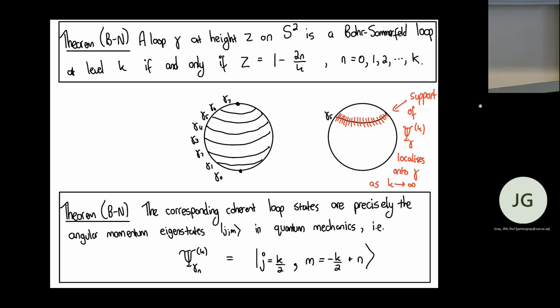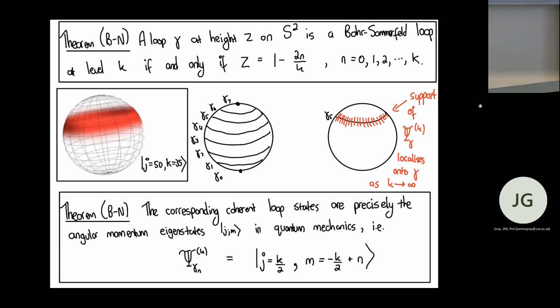What's nice about this parameter K is that, remember, this parameter K is the power of the line bundle. As K gets larger and larger, the support of that coherent loop state localizes onto the loop. That's the key property. The support means where the section is appreciably non-zero. And so that really helps when you're calculating inner products of these things, because you know that the support localizes onto the loop. So that was the picture I wanted to show you.